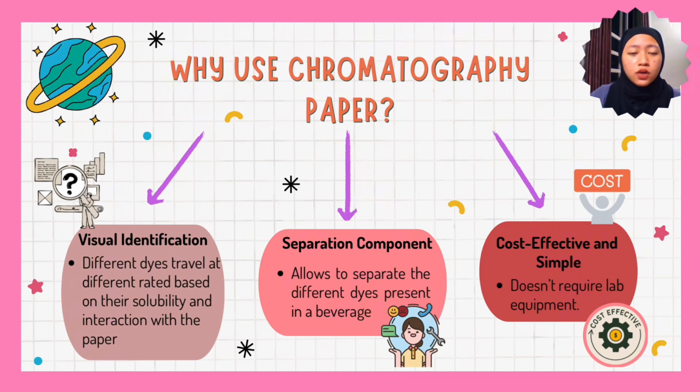One of the best reasons why we use chromatography paper is because it's cheap and easy to use. We don't need any advanced lab equipment like a beaker, pipette, and others, but just some paper, solvent, and a sample to use the chromatography paper. That is why it's perfect for school, lab, and even a quick food safety check. Overall, chromatography paper is a practical and powerful method for analyzing artificial coloring.